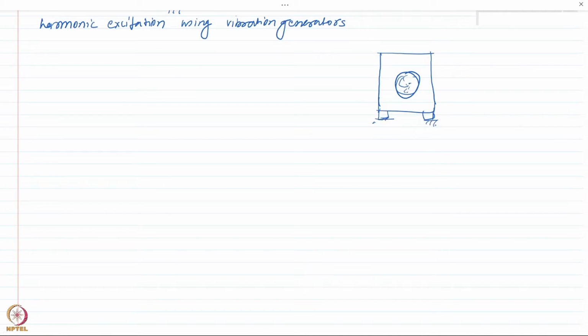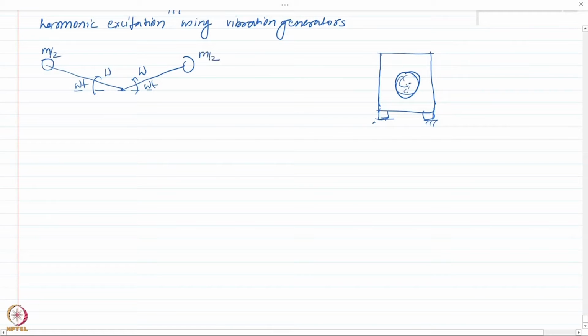Or we could actually design a vibration generator in which, for example, here, I have two rotating masses, which are connected through a common sleeve at the center, and these are rotating at an angular frequency of omega, so that after time t the angle traversed by these masses is omega t. Let us say the masses are m by 2 and m by 2, and let us say this radius here is r.